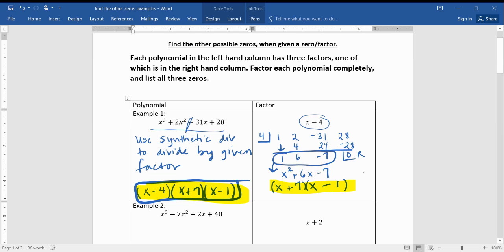Okay, so those are your 3 factors. All right, so let's get back to the directions. It says each polynomial in the left-hand column has 3 factors. We found all 3, one of which is in the right-hand column. All right, factor each polynomial completely and list all 3 zeros.